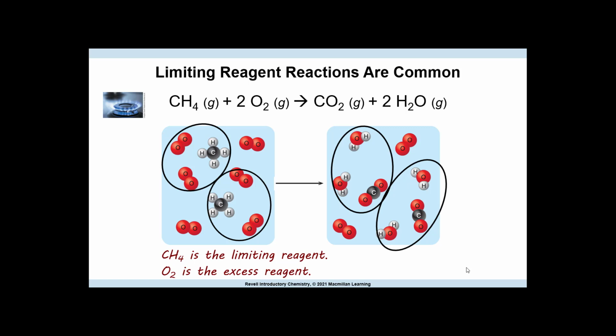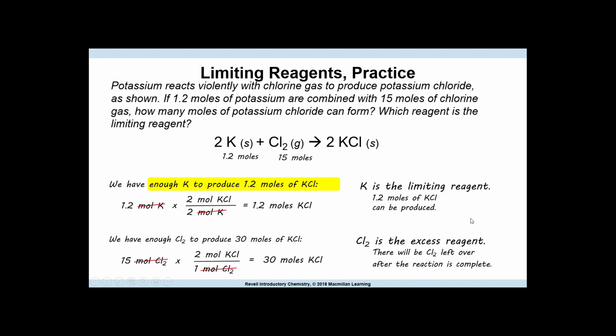Because methane runs out first, it controls the reaction. It's the limiting reagent, and then we consider O2 as the excess reagent, because if you look at these circles, we have oxygen left over in excess, and there is no more of the compounds that made up the methane. They are all used up.